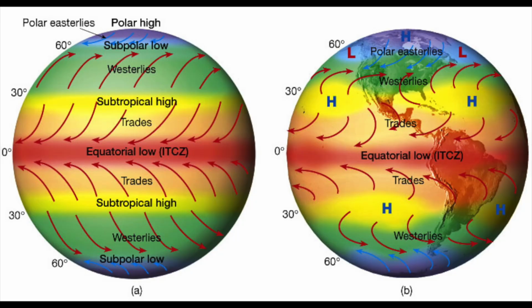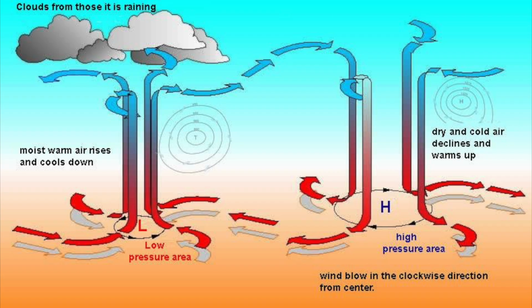Okay, that's cool and all, but what do all those H's and L's mean? We mentioned that before, but we just said that L means rising air and maybe rain. H means sinking air, calmer conditions. What could that possibly mean? Let's get right into that.